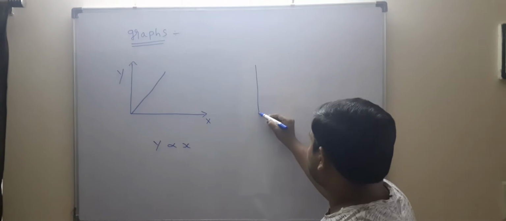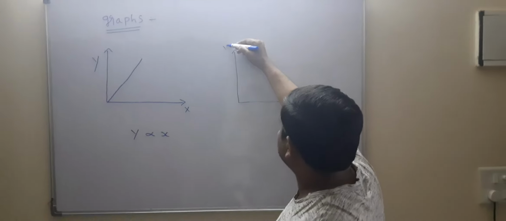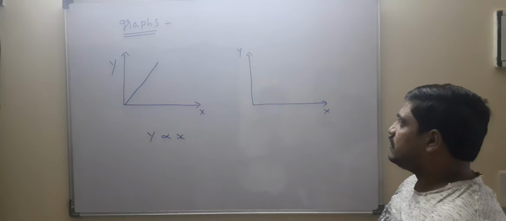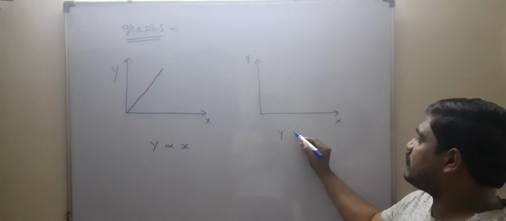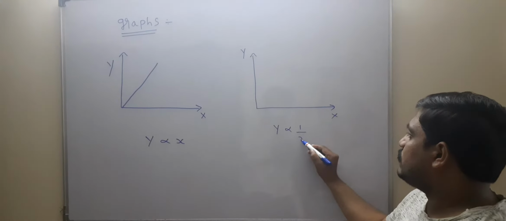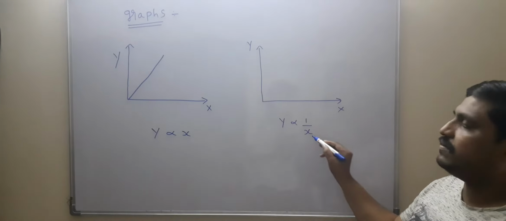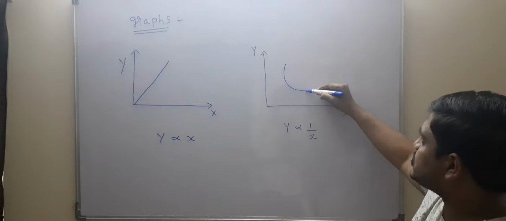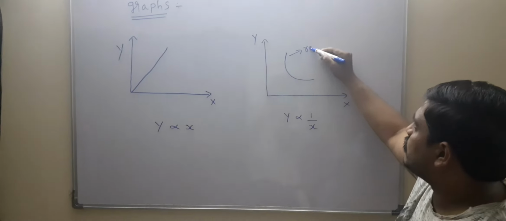Look here. Here, this is the y-axis, this is the x-axis. Okay? In the situation, y-axis physical quantity, x-axis physical quantity, both are inversely proportional. The graph shape is rectangular hyperbola.